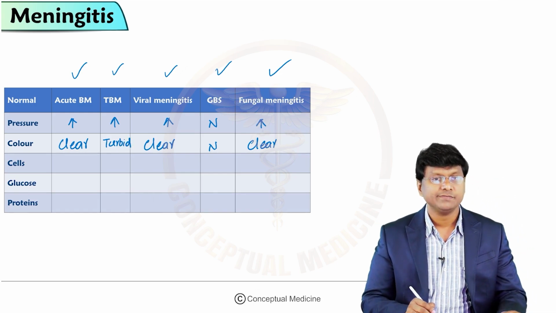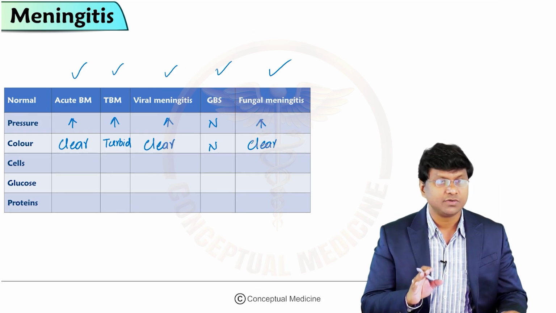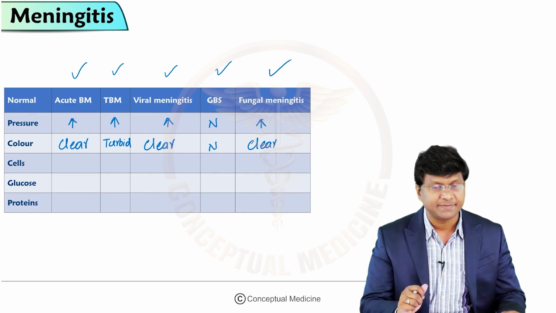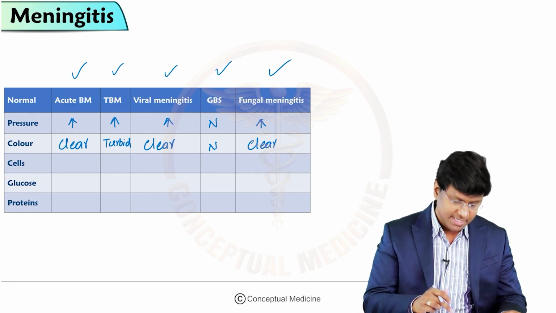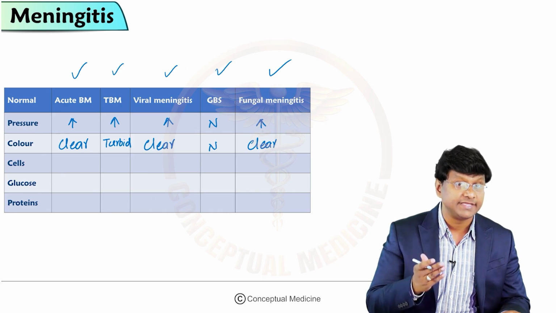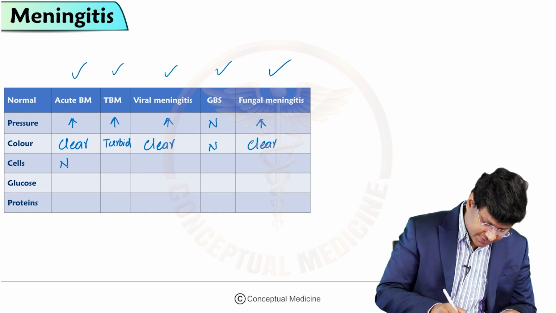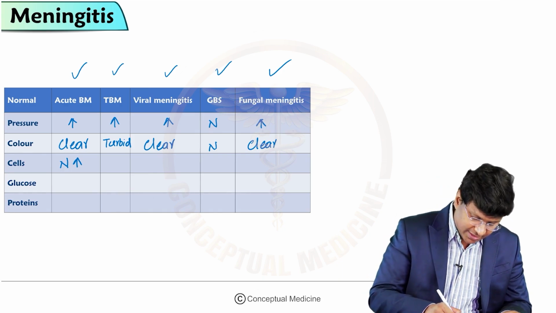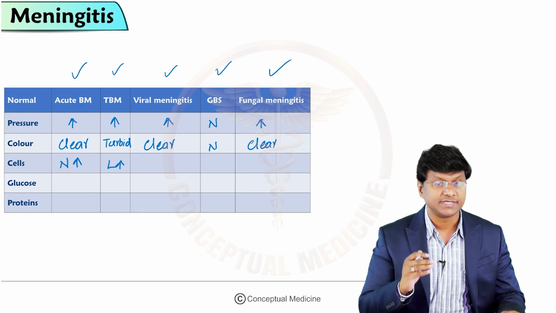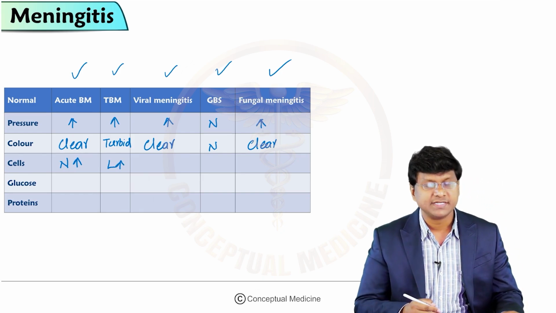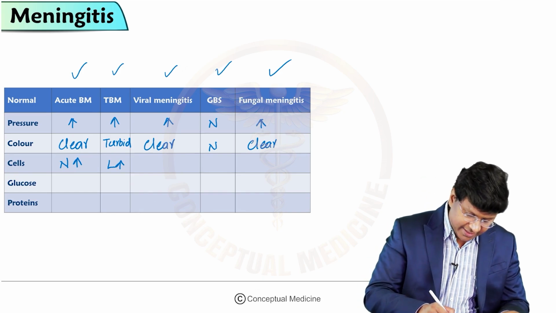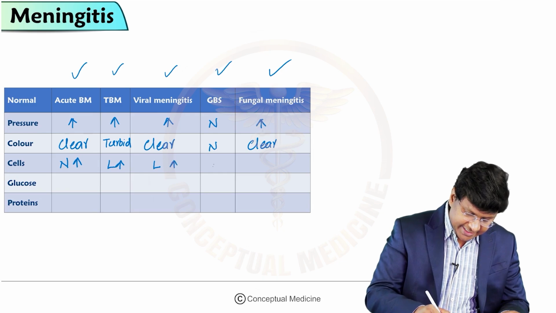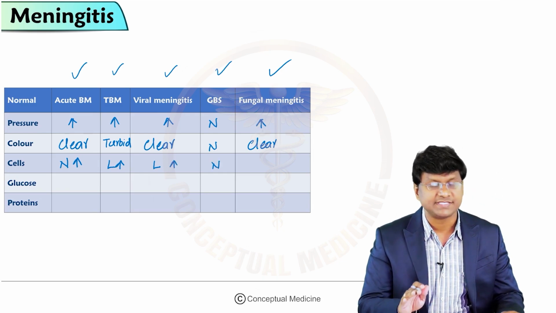Then coming to the cells. In a normal individual, what did I tell you? It is around less than 5 cells, out of which it is mainly the lymphocytes which are present. Almost like 80% will be the lymphocytes out of those 5 cells. But in acute bacterial meningitis, there will be neutrophilic predominance. Right? N stands for neutrophil. There will be neutrophilic predominance. Whereas in tubercular meningitis, it will be lymphocytic predominance and the lymphocytes will be more than 100 cells per cubic millimeter. And even in viral meningitis, it is the lymphocytic meningitis and in Guillain-Barré syndrome, the CSF is acellular, right?